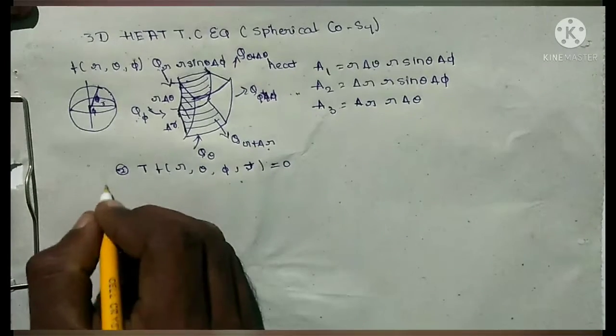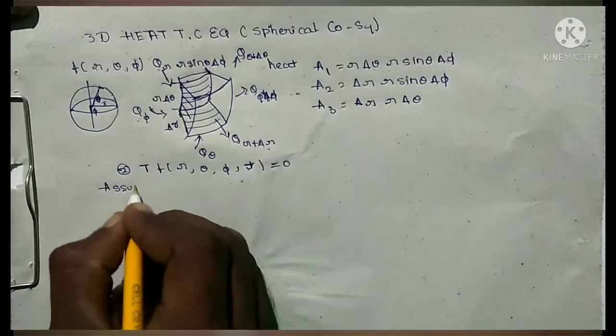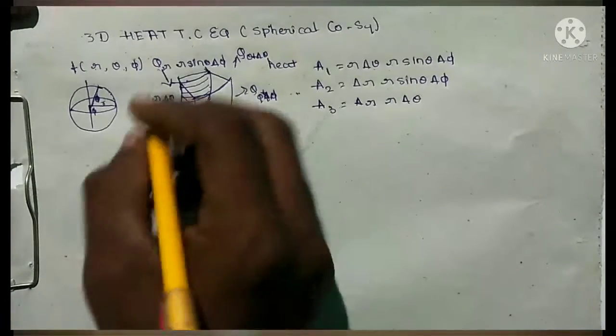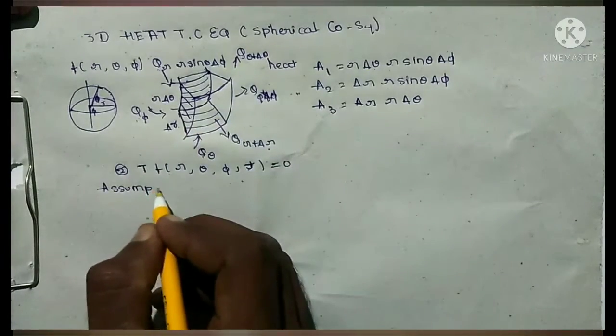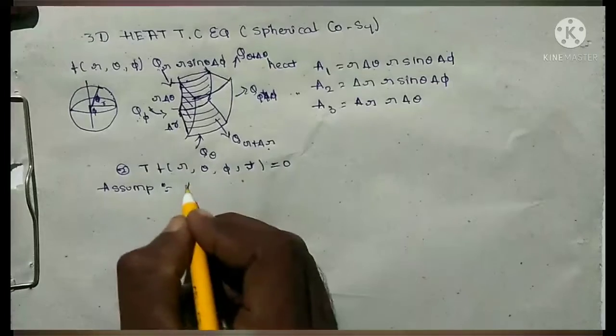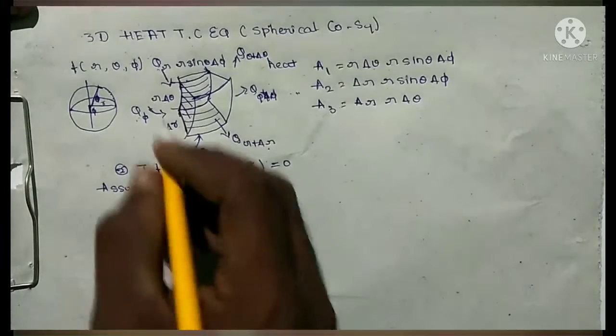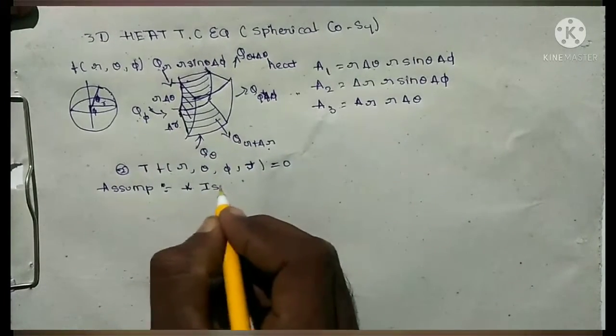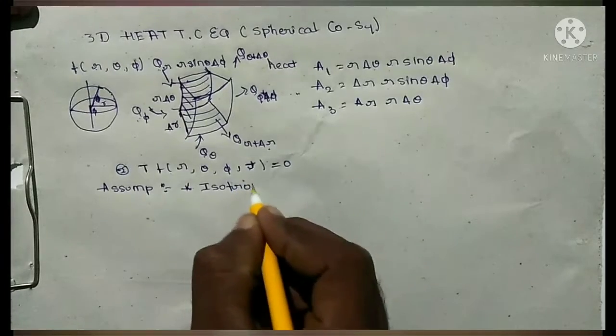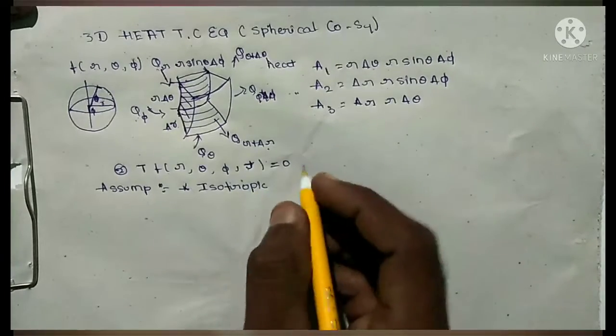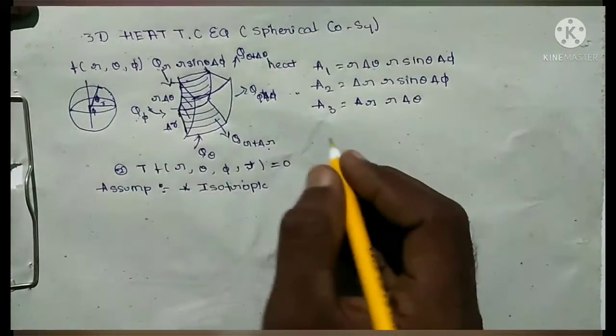The third thing will be the assumptions, what we are going to assume while deriving this equation. The first one is we are going to consider the material to be isotropic. Isotropic in the sense that the properties of the element are the same at each and every element.